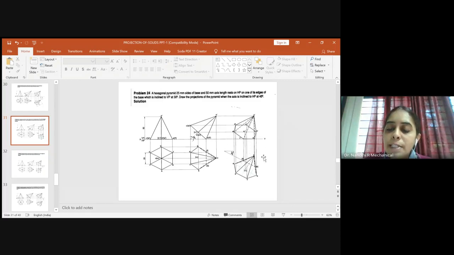Where they meet, you should now identify the corners of the base. For that, you will read the locus. Locus of A is meeting A dash at this point, so this is our A dash. Locus of B is meeting B dash at this point, so this is our B dash. Locus of C is meeting C dash at this point, so this is our C dash. Locus of D is meeting D dash at this point, so this is our D dash. Locus of E is meeting E dash at this point, so this is our E dash.